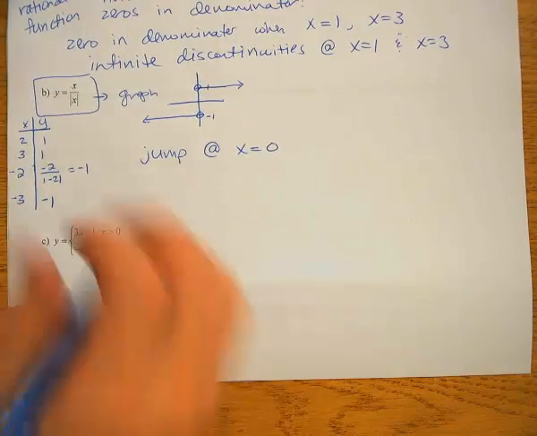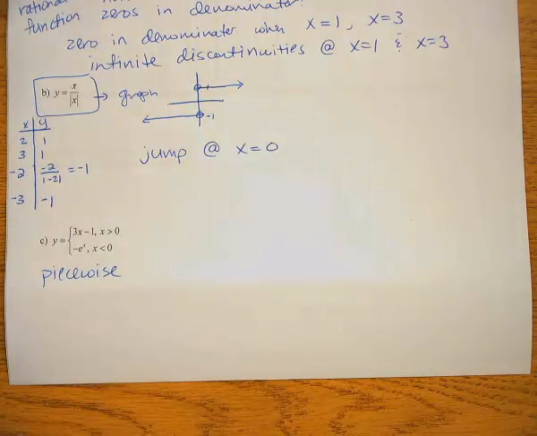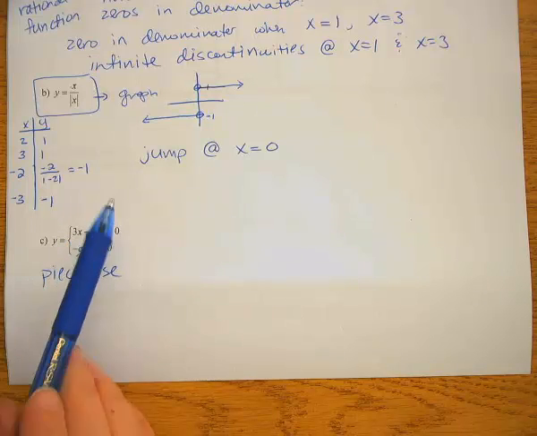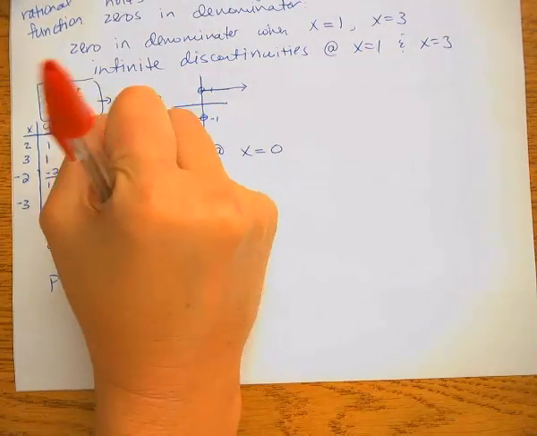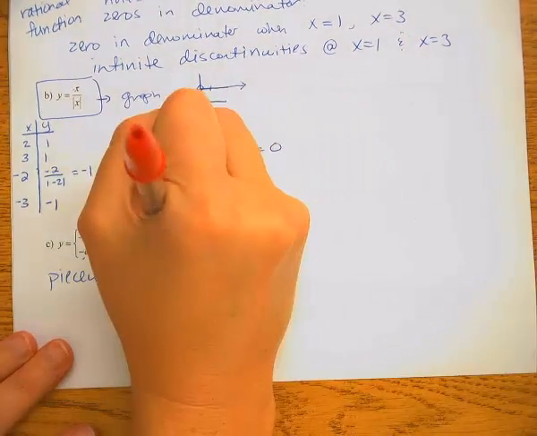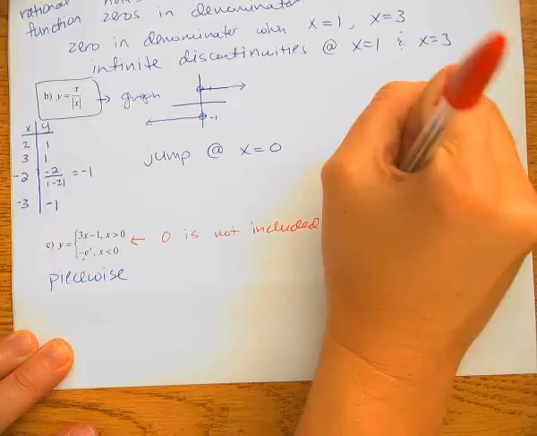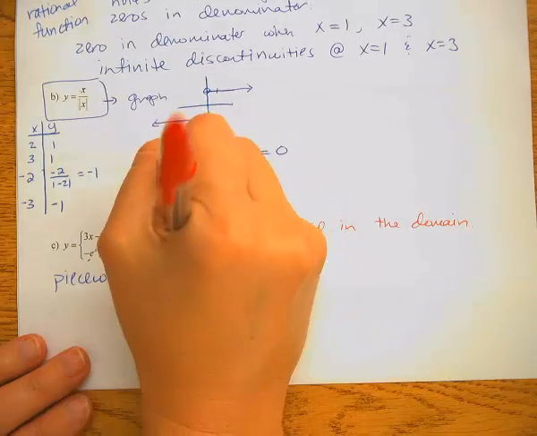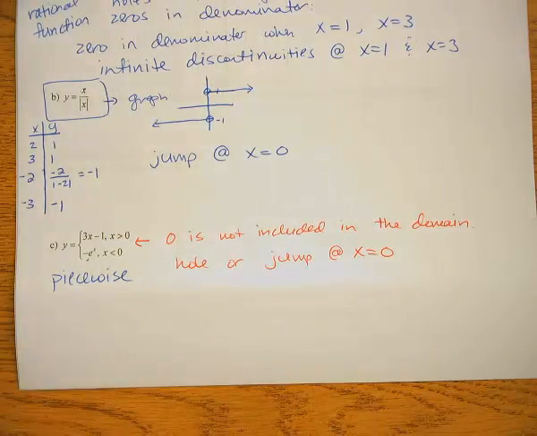Okay, in part C, I have a piecewise function. So I know that piecewise functions are the biggest culprits for holes or jumps, because I'm piecing these 2 functions together. Well, I notice right away, I'm going to have a hole at 0, because 0 is simply not included in the domain. Okay, actually, let me clarify. It may not be a hole. I have to check. I know I either have a hole or a jump at x equals 0. I know that I'm going to have an issue right there.